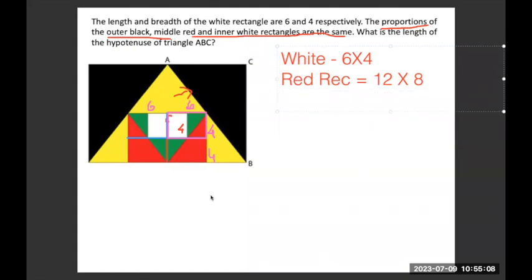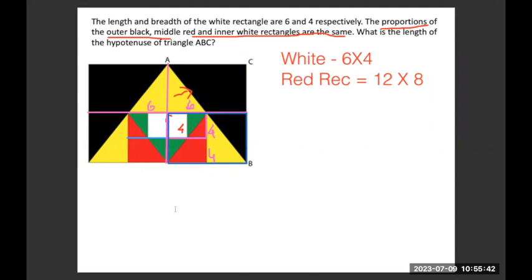Again, I will extend the lines which I have drawn. I will extend these lines further. I draw this, and then I draw that. What you see is the red rectangle that I've drawn here is similar, or the same proportion, to this blue colored rectangle which I've drawn here. They are the same.